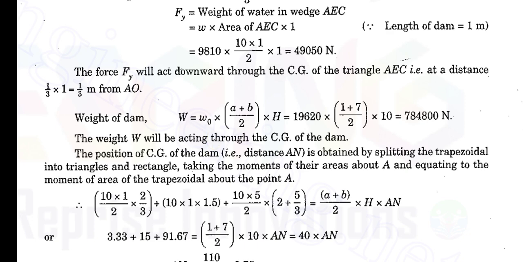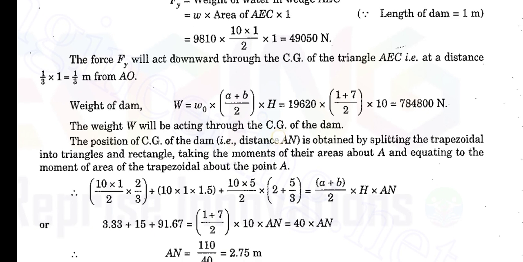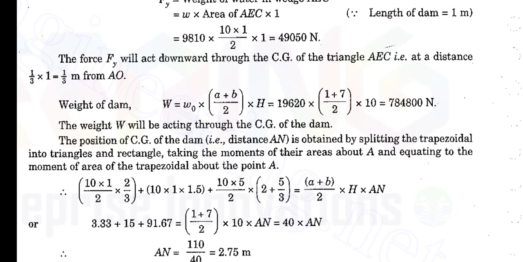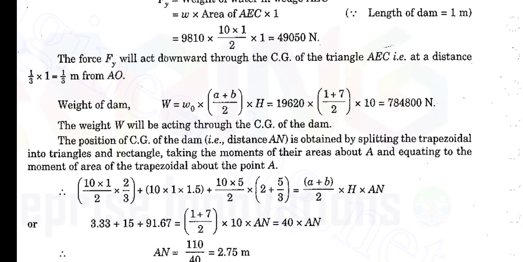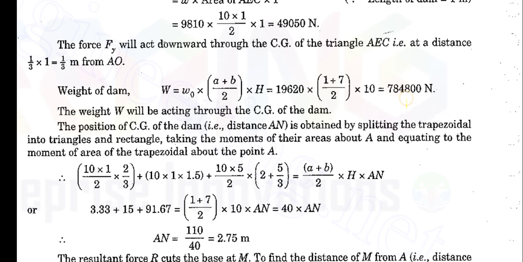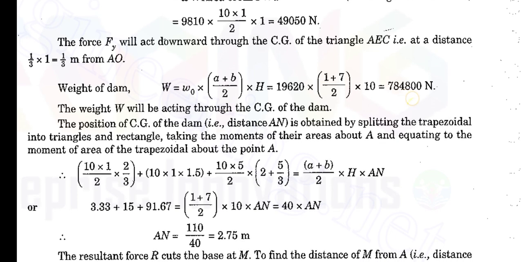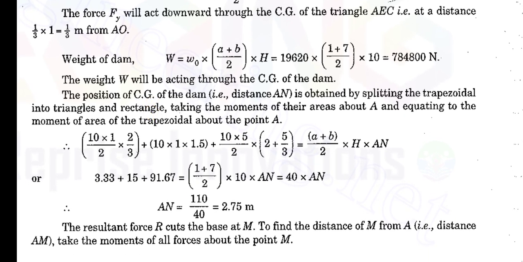So the weight of the dam is W naught into (A plus B) by 2 into H. So this is the total weight of the dam. Here W naught is the weight density of the dam or masonry, and this is the volume, that is (A plus B) by 2 into H. So total weight W is 784,800 Newton. And then the position of the CG, this is the important thing.